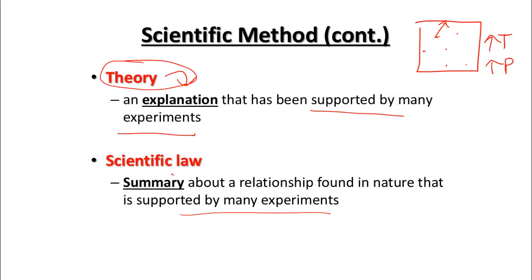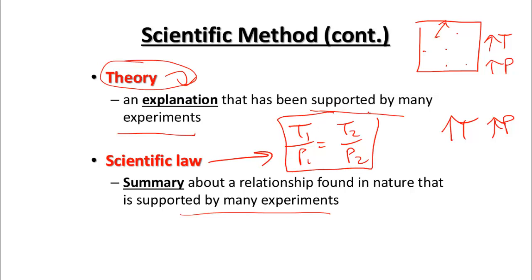A scientific law basically summarizes what will happen. So a scientific law might be something like this. If you increase the temperature, the pressure will rise. That's just what's going to happen. It doesn't explain why it happened, it just does happen. There's actually a formula for this, and it's T1 over P1 equals T2 over P2. And oftentimes scientific laws will have some kind of equation that goes with them.